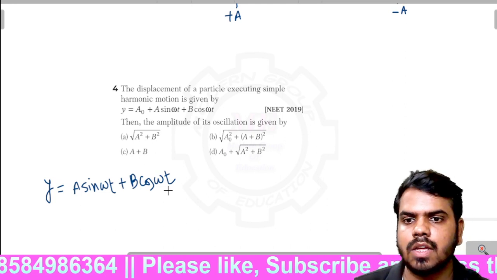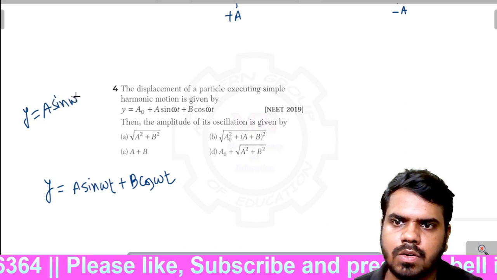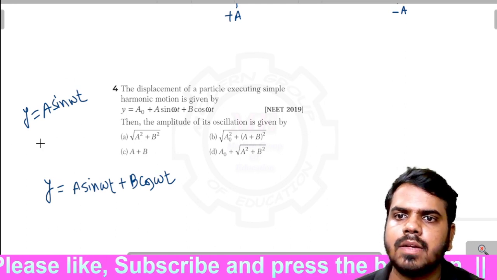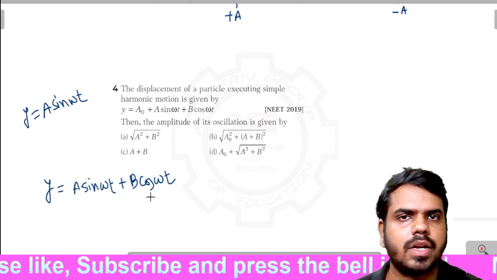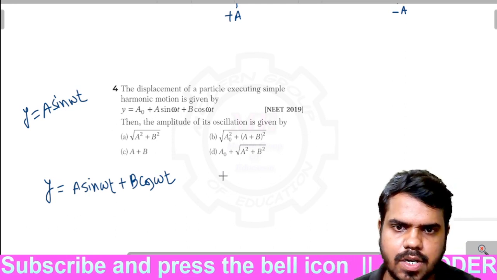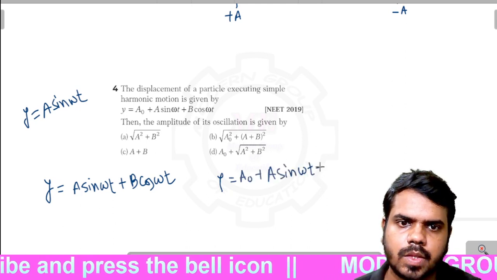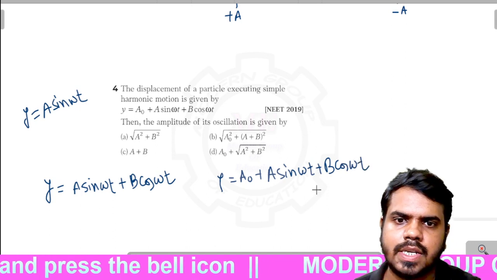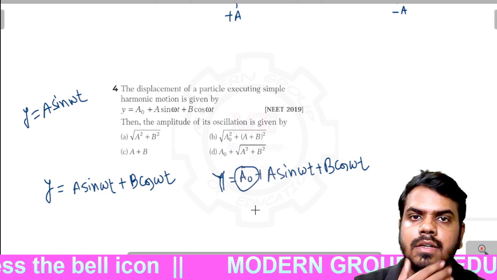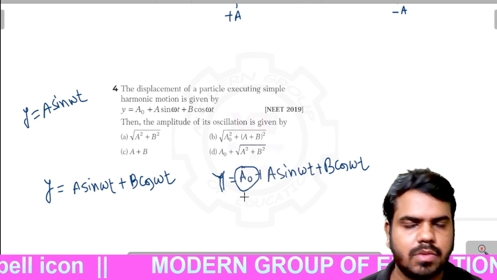General equation means that y equal to a sin omega t is actually the solution of this general equation a sin omega t plus b cos omega t. Now here it is written as y equal to a naught plus a sin omega t plus b cos omega t. So it is clear that a naught is the initial position of the particle at t equal to 0.